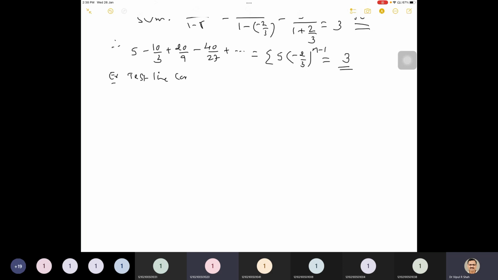Test the convergence and find sum if convergent. The series is like this: 3 power n minus 1 minus 1 upon 6 power n minus 1. This is the series.